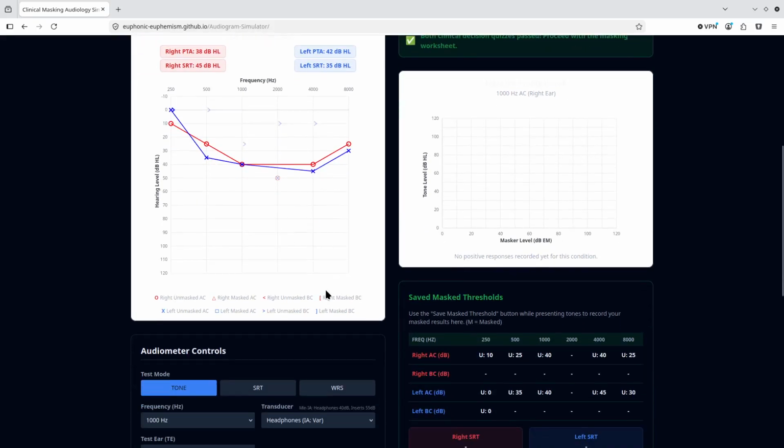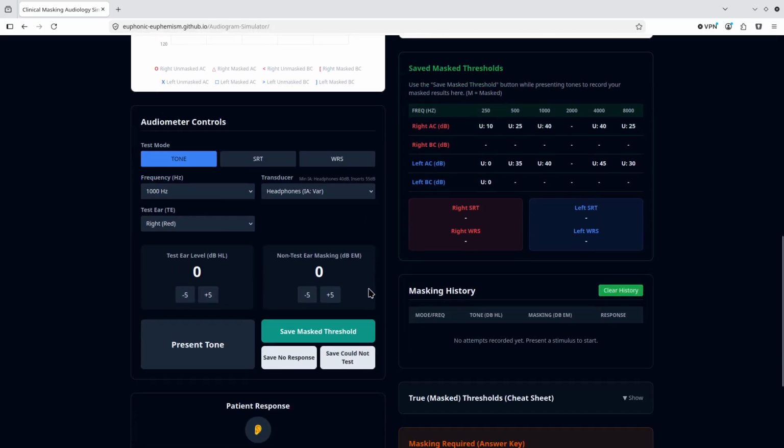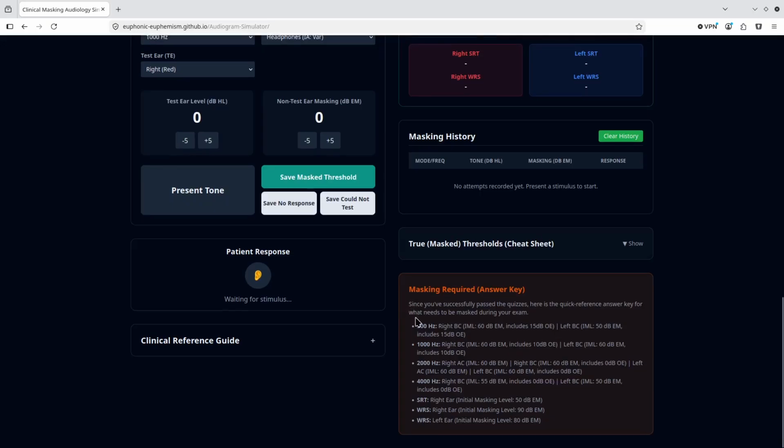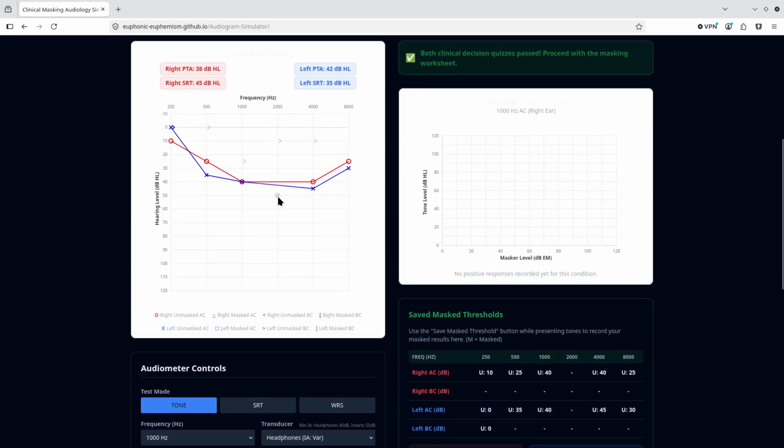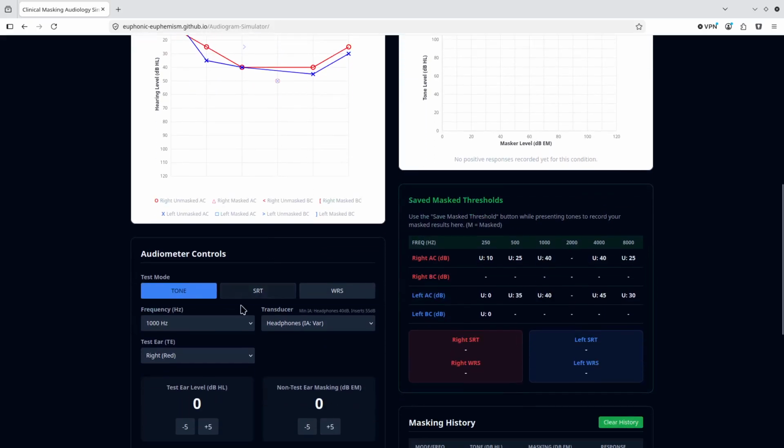2,000 hertz. So if we go down to our little cheat sheet area here at the bottom, masking required for air conduction at 2,000, it's kind of buried away in here, but air conduction at 2,000 hertz. Let me take a closer look. Right ear air conduction, left ear air conduction, that's all we need. We can also just eyeball the audiogram here and see that that's where the lightly shaded audiometric symbols are. So 2,000 hertz air conduction, we'll start with the right ear because why not?